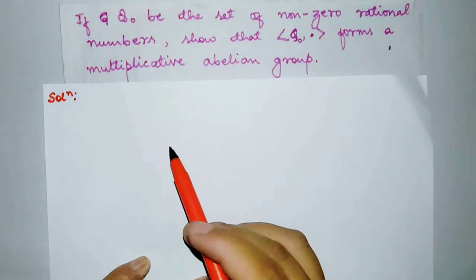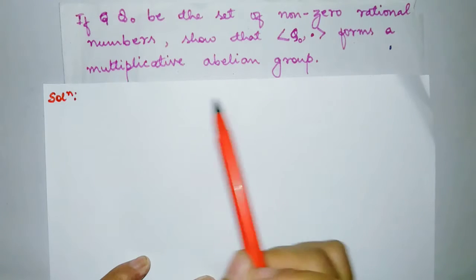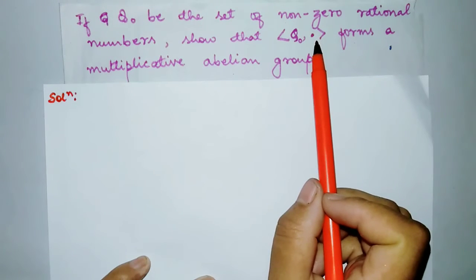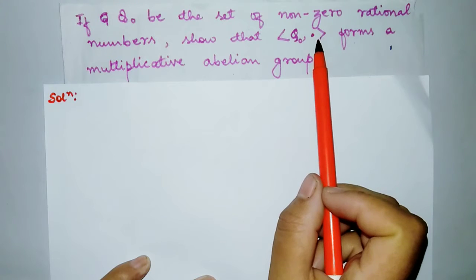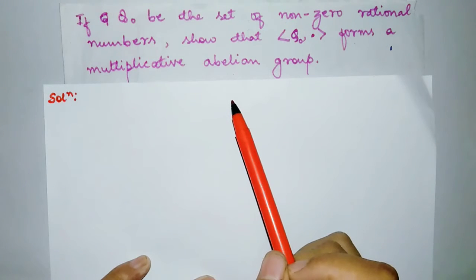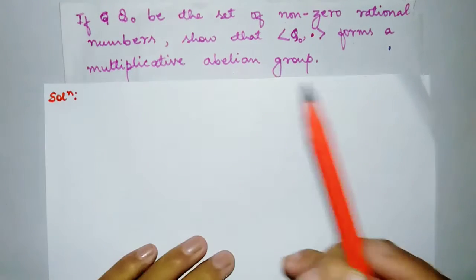Here we have to show that if Q0 be the set of non-zero rational numbers, then Q0 under a binary operation multiplication forms a multiplicative abelian group. So first of all, you have to know what is this abelian group.